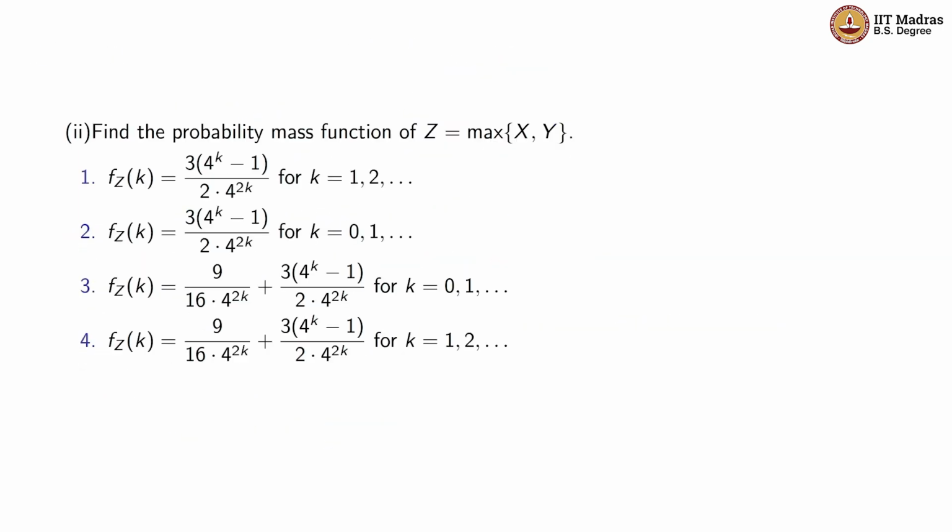Now coming to the second part of this question. In the second part, we have to find the probability mass function of z, which is equal to max of x and y. Since the range of both x and y is integer values from 0 to infinity, the range of z, which is equal to max of x and y, is integer values from 0 to infinity. And now let us start with the same approach.